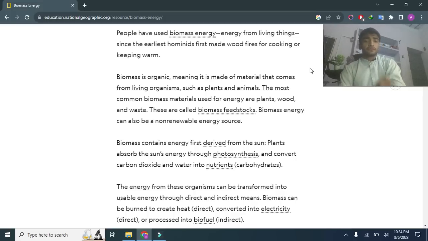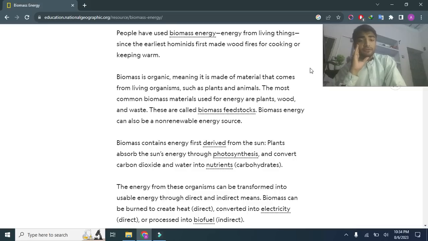Billions of years ago, when organic matter was buried under the earth, it was converted into fossil fuels. The decay over time is recorded here. These are called biomass feedstocks. Biomass feedstocks can also be renewable sources. The energy they contain was first derived from the sun.